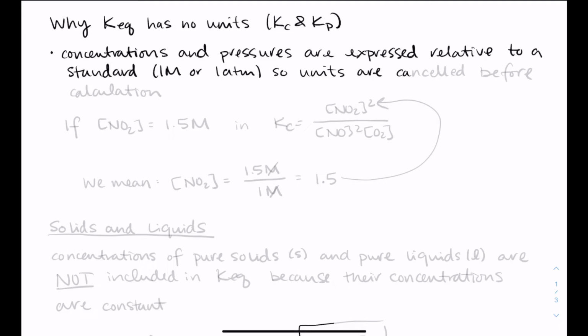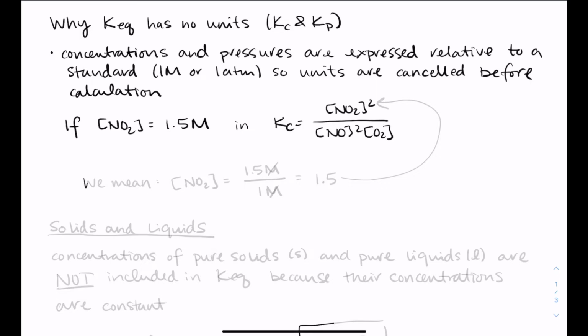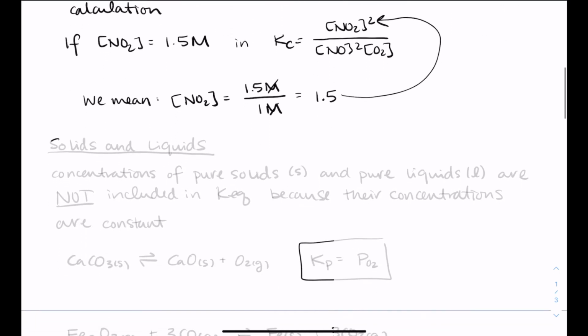So as an example, if our concentration of NO2 in a reaction was 1.5 molar, in the Kc expression, what we're really putting in for the concentration of NO2 is 1.5 molar referenced against 1 molar. So the units cancel out. So we're canceling the units before we put the values in, so what we get is something unitless when it is an equilibrium constant. We also have not dealt with solids or pure liquids.